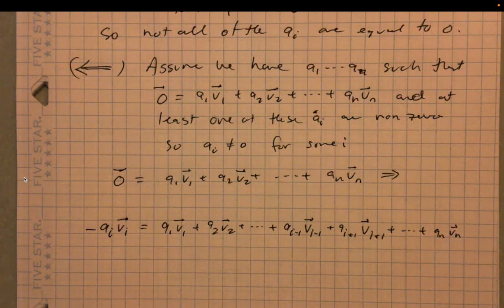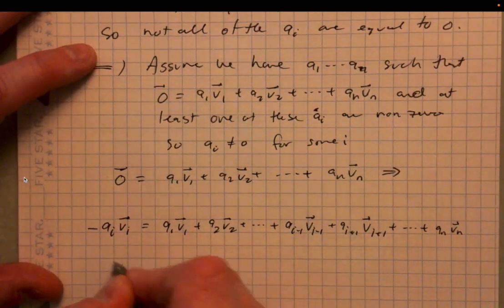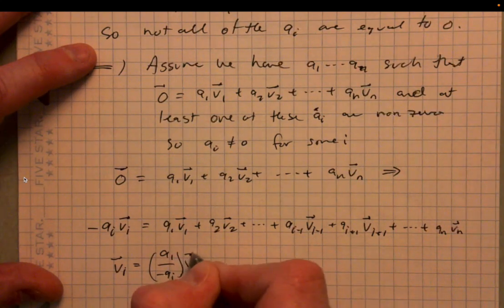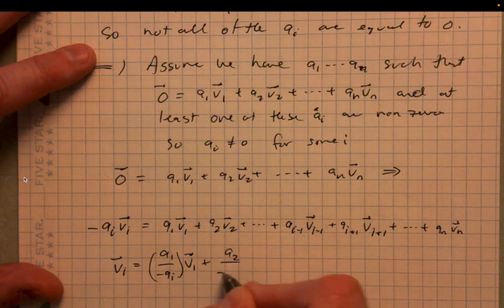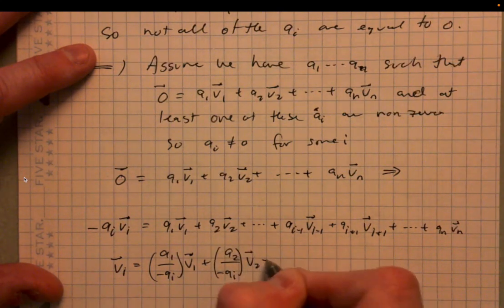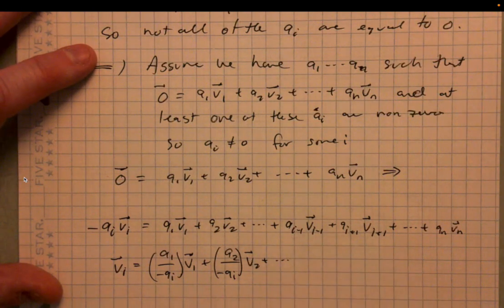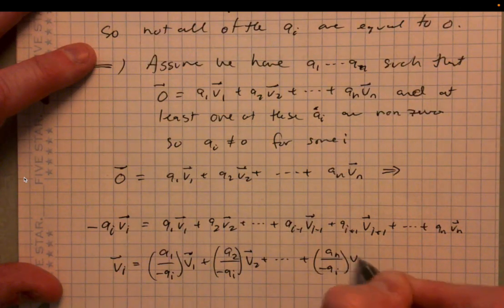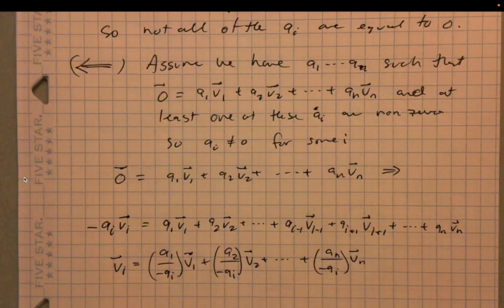Now let's divide this down. vi is going to be equal to a1 over negative ai times v1 plus, and we can do the same thing here, skipping the gap, but remember the gap is still there, an over negative ai times vn. Now I couldn't do this if ai was 0, but since ai is not 0, this is fine.